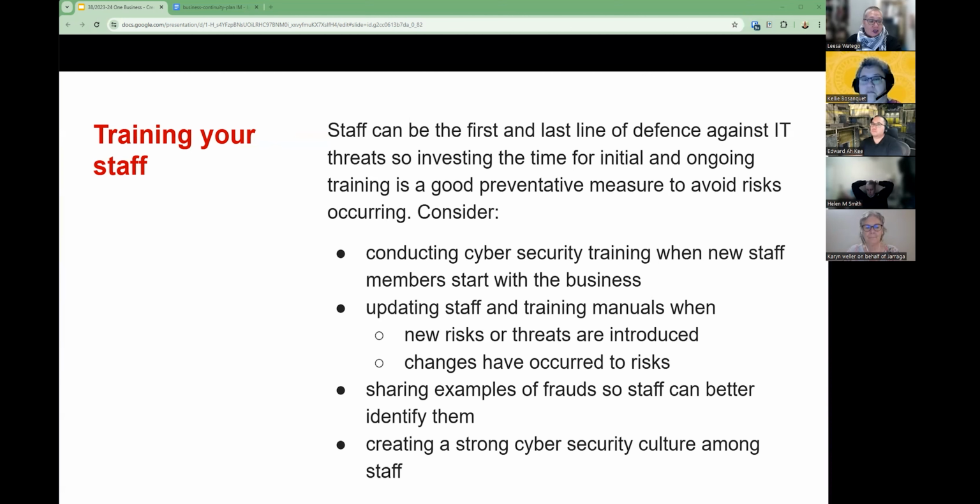When Amanda got that message the other day, as soon as we realized what it was, I immediately sent a message out on Slack to all the team going, don't respond to any SMSs or WhatsApp messages or anything. If it's not through Slack, it's not us. And creating a strong cybersecurity culture among our staff.